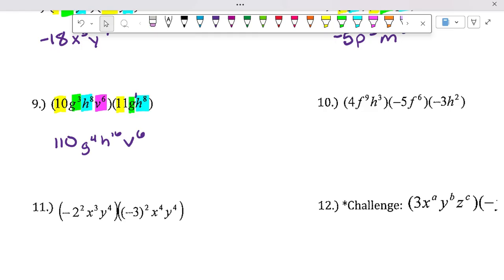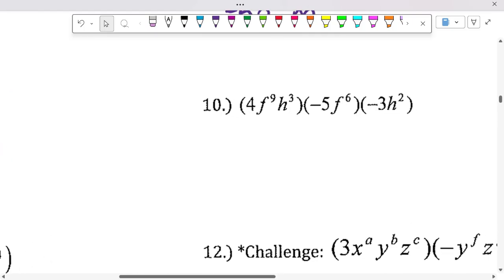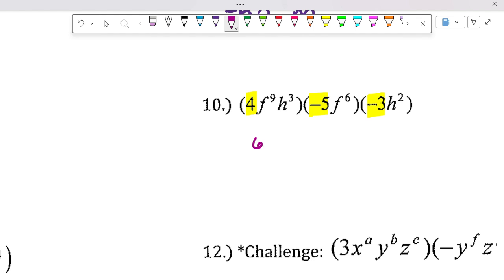Someone who has not spoken yet today, what's my first step? Multiply 4, -5, and -3. What'd you get? Positive 60. If you think about it, 4 times -5 is -20. -20 times -3 is 60. What do I do next? Someone else.